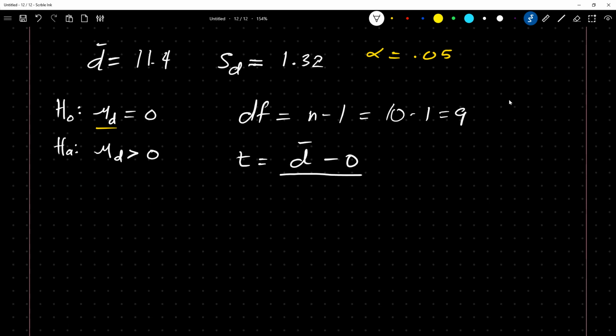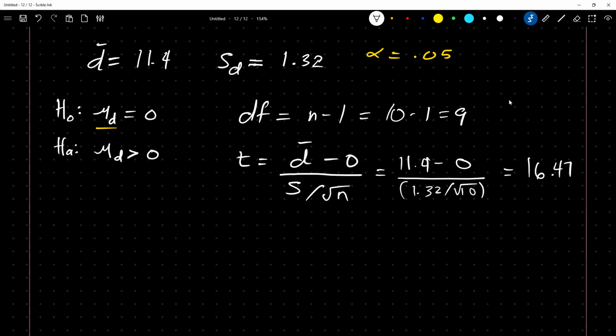And then we're going to get our standard deviation divided by the square root of n, as usual. And so here we'll get 11.4 minus 0, divided by 1.32 divided by the square root of 10. And when you do that calculation, you're going to get 16.47. Okay, so here's our t value.